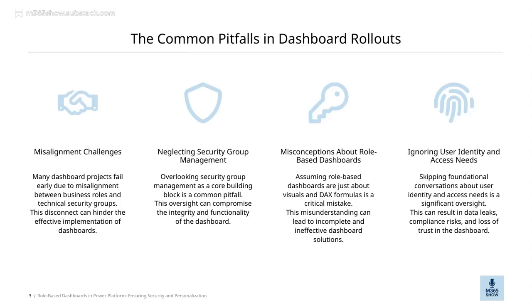Another common mistake is neglecting security group management. Many teams overlook managing security groups as a core part of the process. This oversight can seriously compromise the dashboard's integrity and functionality, making it vulnerable or unusable for the intended users. Finally, misalignment between business roles and technical security groups often causes dashboards to fail early on. When there's a disconnect here, it becomes very challenging to implement a solution that truly meets business needs while maintaining proper security. Recognizing and addressing these pitfalls early is key to ensuring successful, secure, and personalized dashboards.